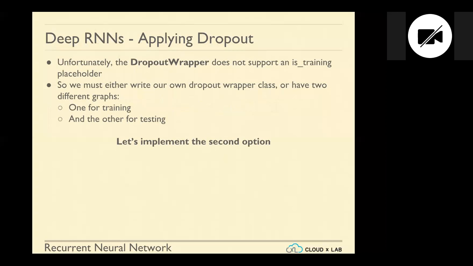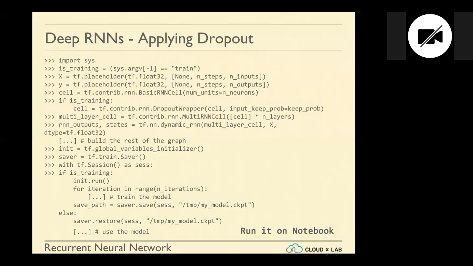Okay. So the dropout wrapper does not have an is_training placeholder. So either we must write our own dropout wrapper class, or have two different graphs, one for training and the other for testing. That's also possible, that we create two separate workflows, one for training and the other for testing. The easiest option generally is that we could just clone the code and then use it.